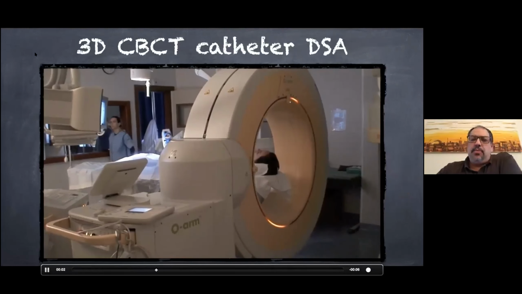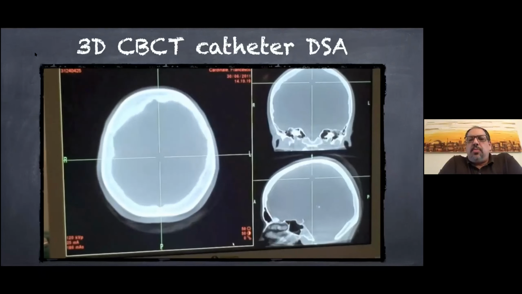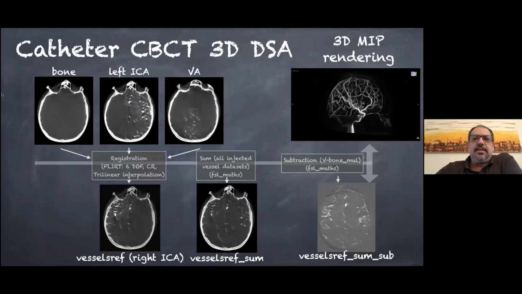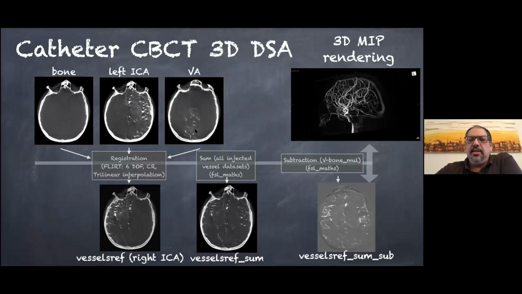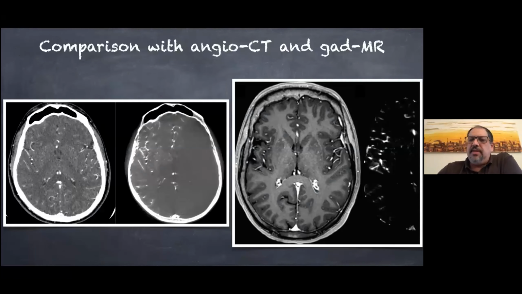About vessels, we do catheter angiography with the ARM. Now we are moving to more conventional modern equipment, but the idea is to have a three-dimensional dataset. We acquire a bone mask, and then the datasets with selective injection in the carotid artery and in the vertebral artery when needed. And we subtract the bone mask, and we have a three-dimensional reconstruction of the brain vasculature.